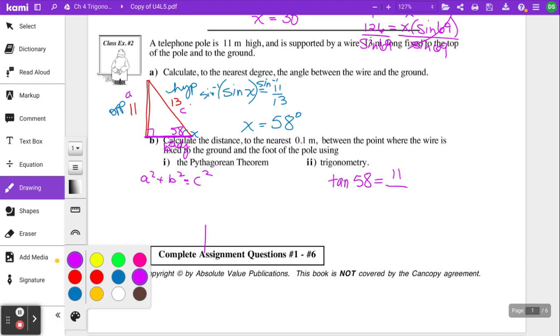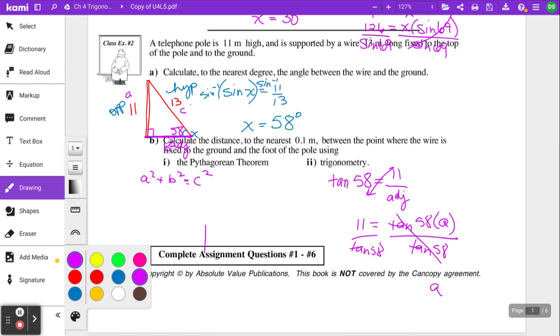opposite over adjacent. I don't know the adjacent, that's what I'm trying to find. So call it a letter, call it Y, call it big A, I don't care what you call it. But when you're done here, you will go 11 on one side, tan 58 on the other, times adjacent, and then divide by tangent 58. Okay, good.